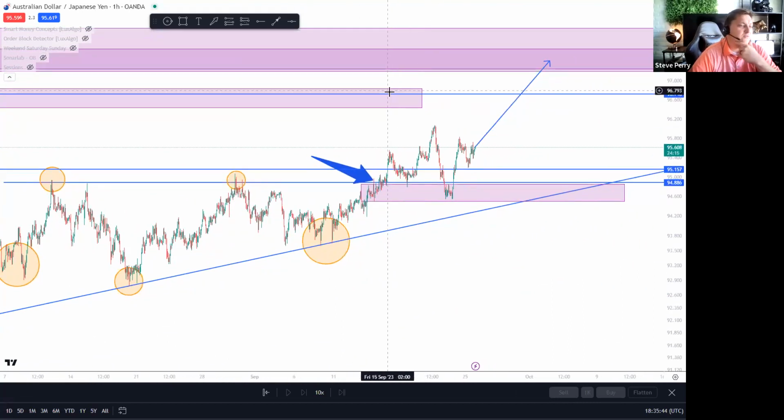So that's how you can figure it out. You use liquidity to figure out your take profit the same way you use liquidity to figure out your entry, which is really, really cool, isn't it? I think that's super awesome.